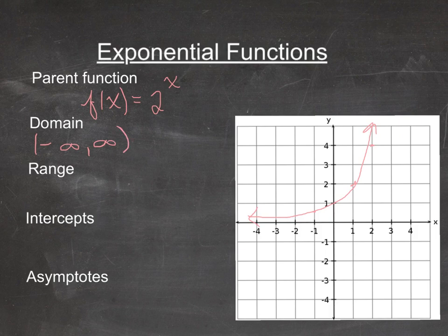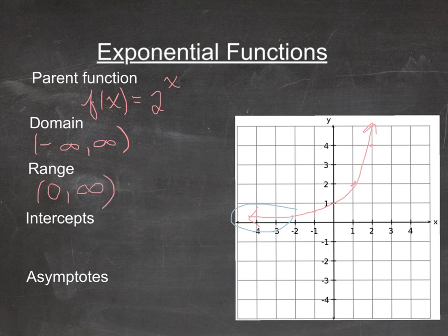The range, however, is I can get really, really close to 0. So you see here, this is going to get really, really close to 0 as I choose x is more and more negative. So like 2 to the negative 1,000 will be 1 over 2 to the 1,000. So it will get really close to 0 but never actually reach it. So my range is going to be from 0, not including it, up to infinity.